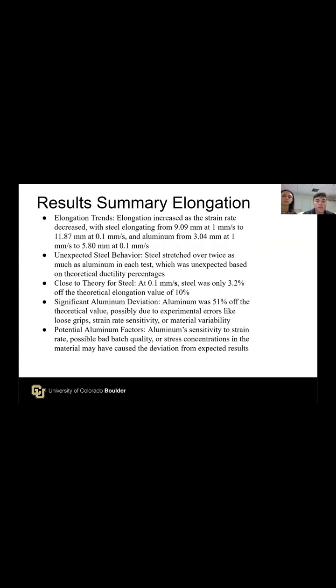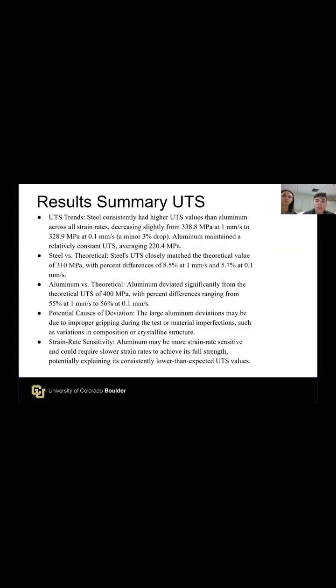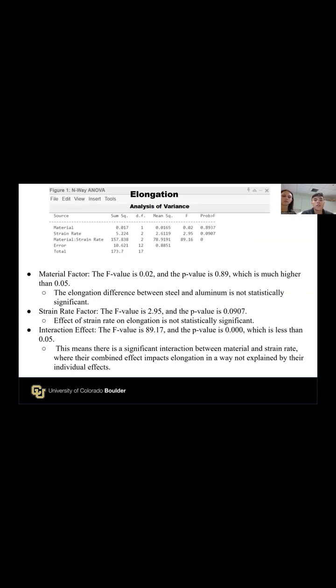These are just quick summaries that we had for the elongation, ultimate tensile strength, and the summary of our graphs. We also did an ANOVA test to see how our factors affected elongation and ultimate tensile strength. For this table, we saw that our material factor and strain rate were not statistically significant in affecting elongation, but the interaction effect between the two did have a substantial impact on the elongation of our aluminum and steel pieces.